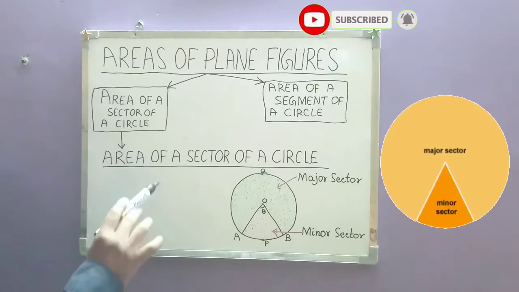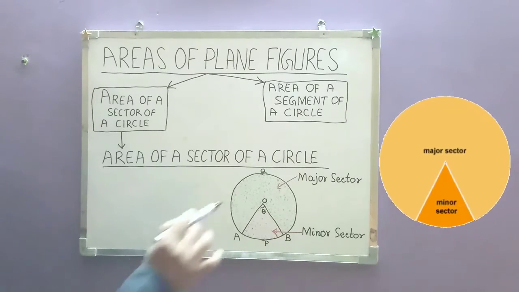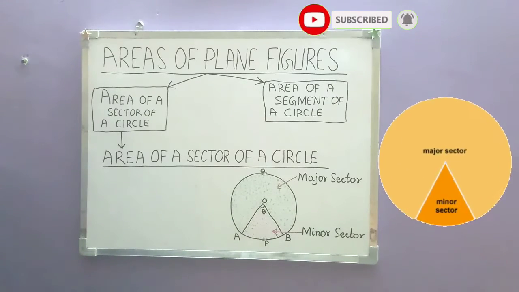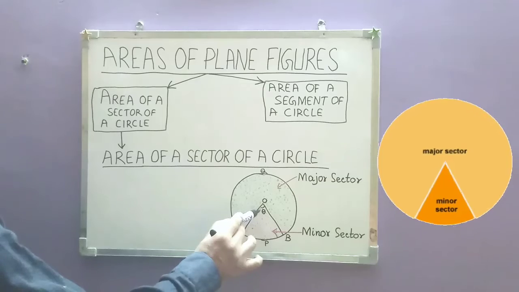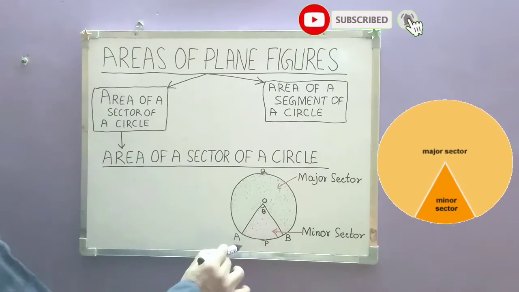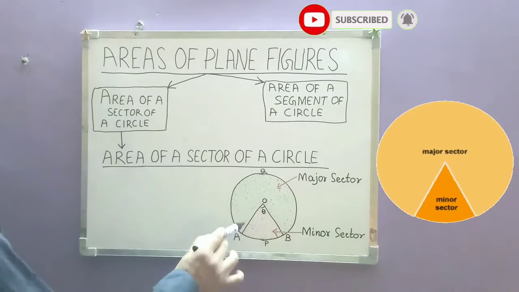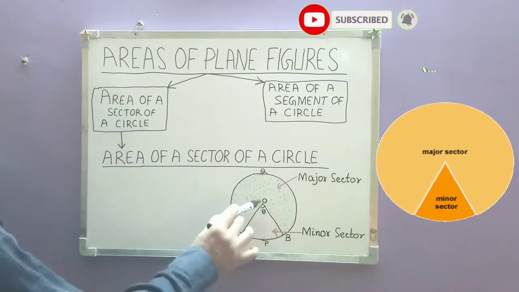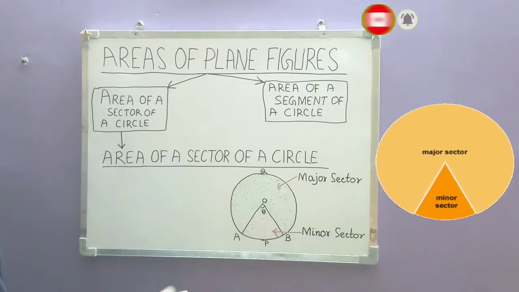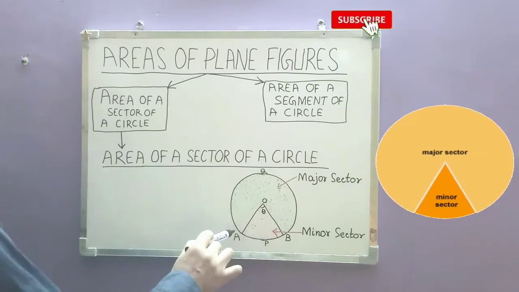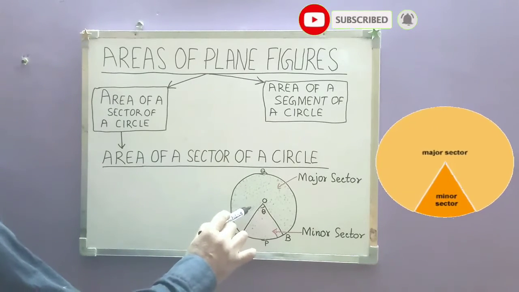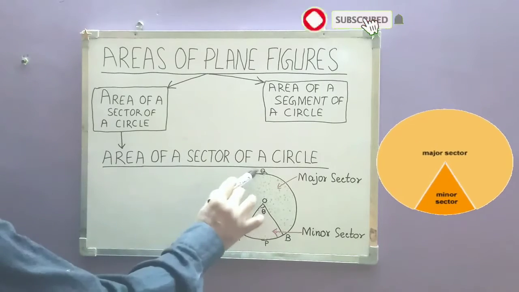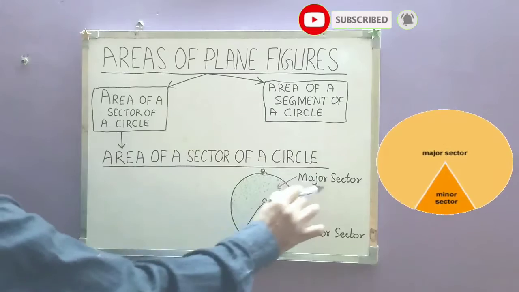There are two types of sectors of a circle, minor sector and major sector. When theta is less than 180 degrees, the sector so formed is the minor sector. In the figure, OAPB is the minor sector of the circle. On the other hand, OAQB is the major sector of the circle with its angle equal to 360 degrees minus angle AOB.